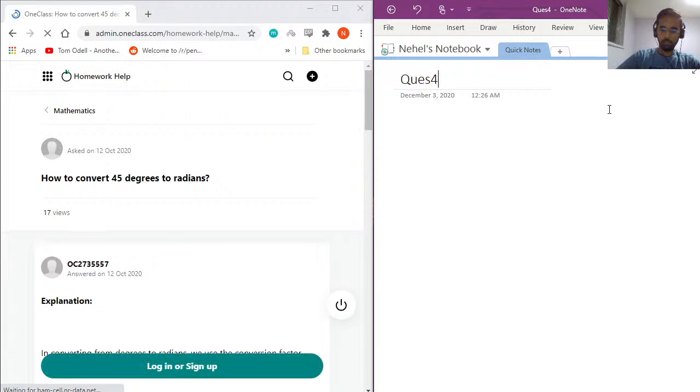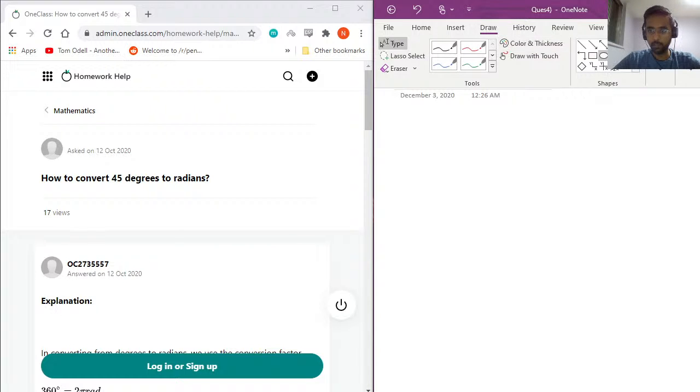Question number 4. How do you convert 45 degrees to radians? So this is a conversion question. For this, we would need to know the ratio between 1 degree and 1 radian.